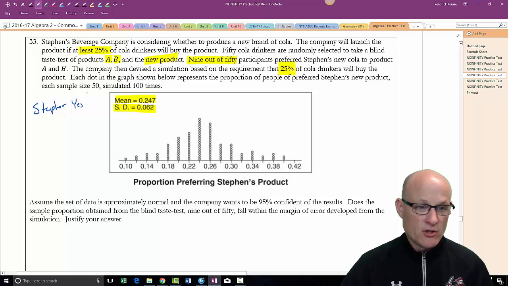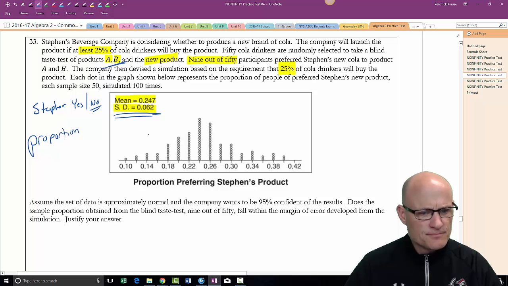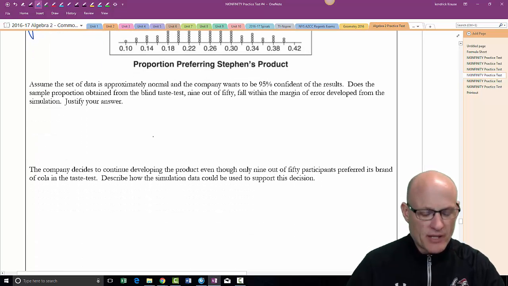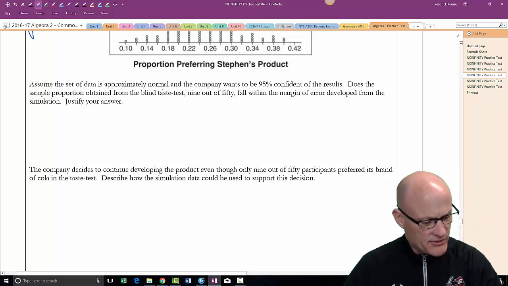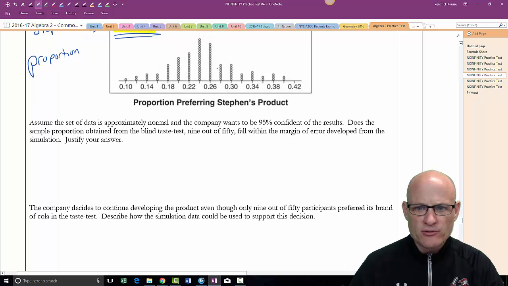Yes or no. Now a no really is just they prefer one of those two, but it's either yes or no. So this is a proportion. But they gave us the mean and standard deviation. I think this one I actually have something hand typed up for you, but I'll try to do it for you evenly. Let's see. What do we got? The company wants to know.